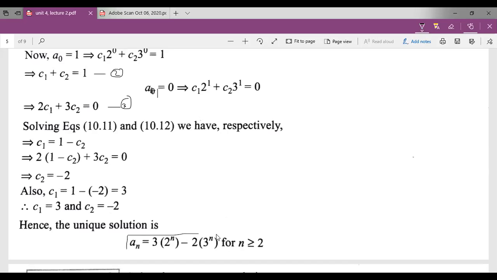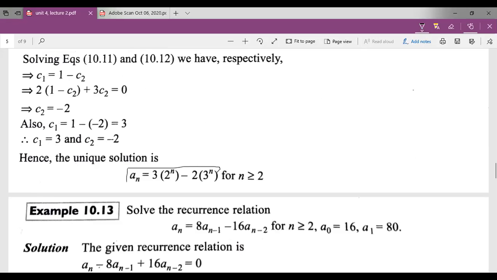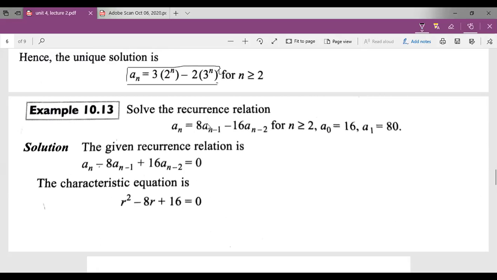Okay. So how to solve the given linear homogeneous equation? First we write the characteristic equation and find the characteristic roots, and then we find the constant coefficients using the initial conditions. Okay. Next question.